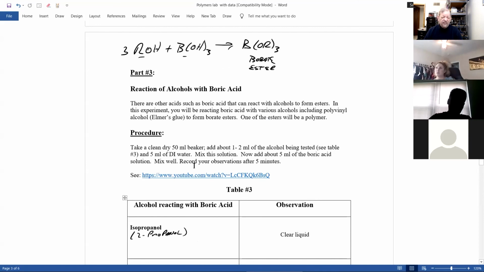And for this one, for each alcohol, you'd mix in a dry beaker a couple milliliters of the alcohol being tested, and then about 5 milliliters of DI water. Then you add about 5 milliliters of the boric acid and record your observation after about 5 minutes.